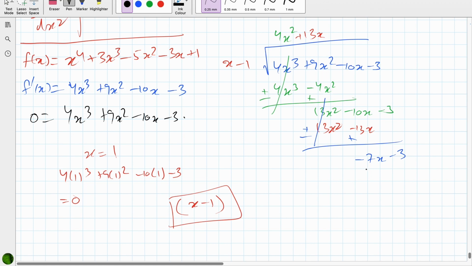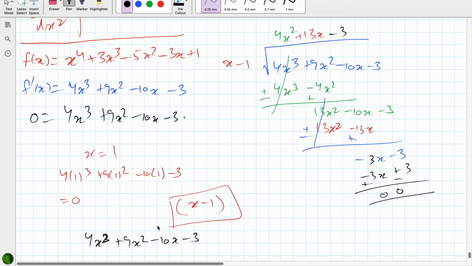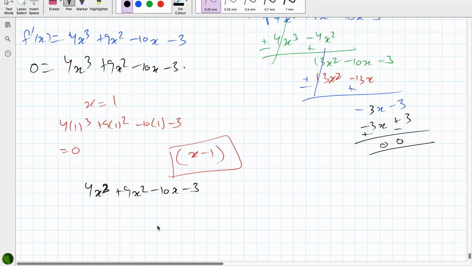I'm multiplying it with negative 3. Sorry, 10 and 13 is 3. So this is minus 3. So we multiplied with minus 3 to get minus 3x plus 3. Then we change the signs and add them. So this cubic factor is now broken down into quadratic and linear. So plus 9x square minus 10x minus 3 would now look like this.